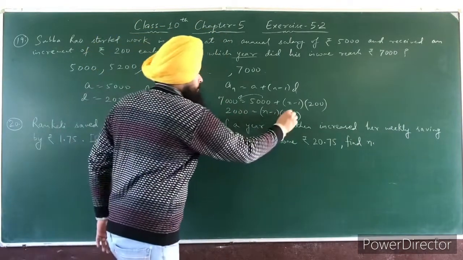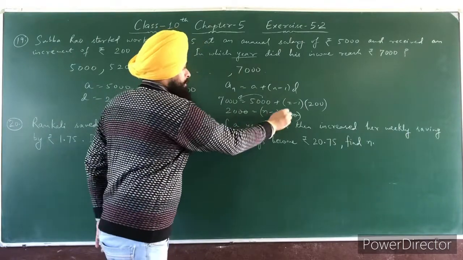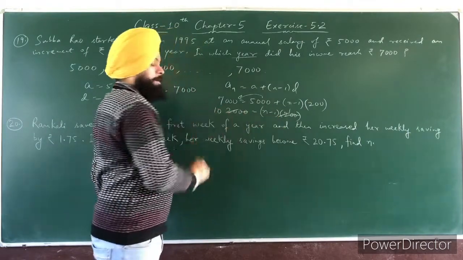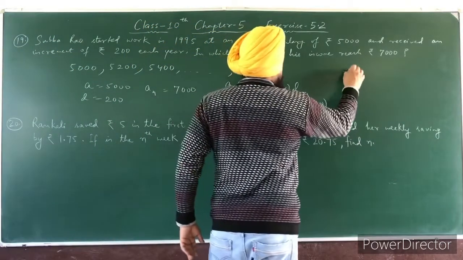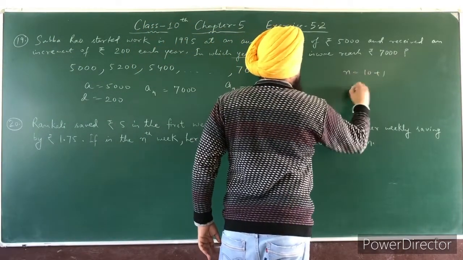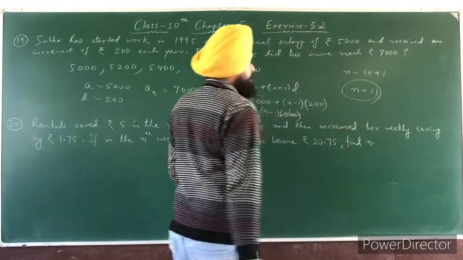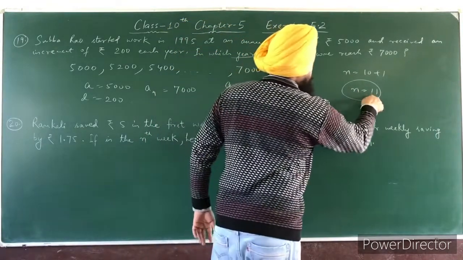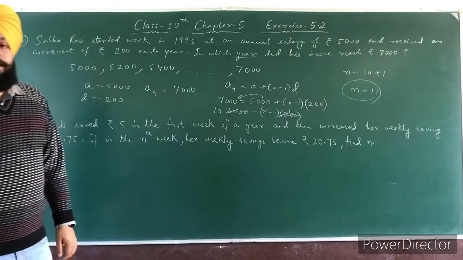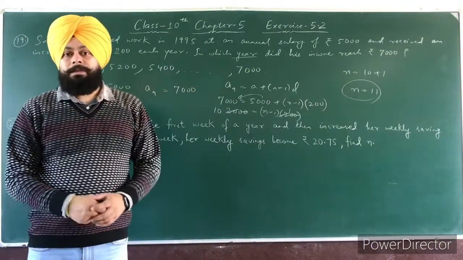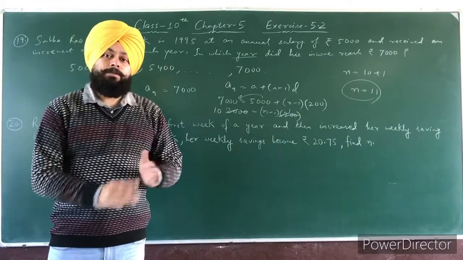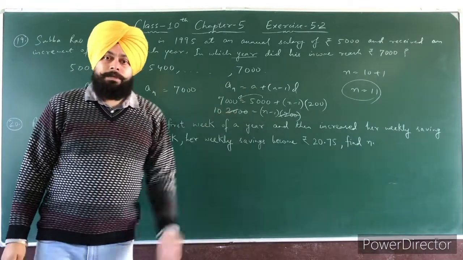Now cancel these 0s. Now 2 ones are 2, and 2 times what is 20? So 10 is equal to n minus 1. So what is n? n is equal to 10 plus 1, which is how much? 11. So it means in the 11th year his salary reached rupees 7,000.